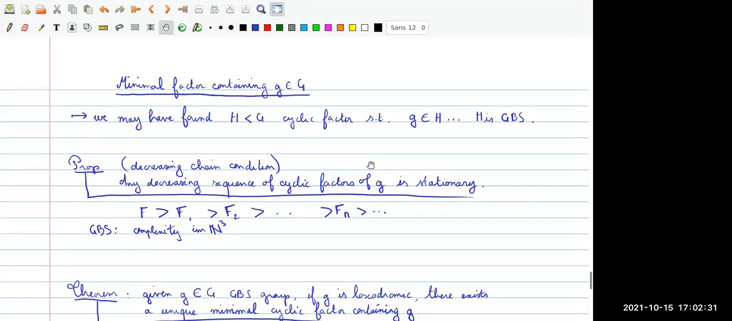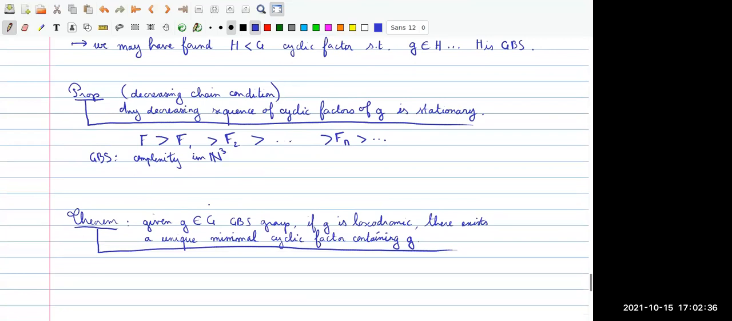And from that, I deduce a theorem, which is that when I take an element g in a group G, so if g is loxodromic (if it is elliptic, it's another case), then there exists a unique minimal cyclic factor which contains g. This is proven by the decreasing chain condition, plus the fact that cyclic factors are stable by intersection.